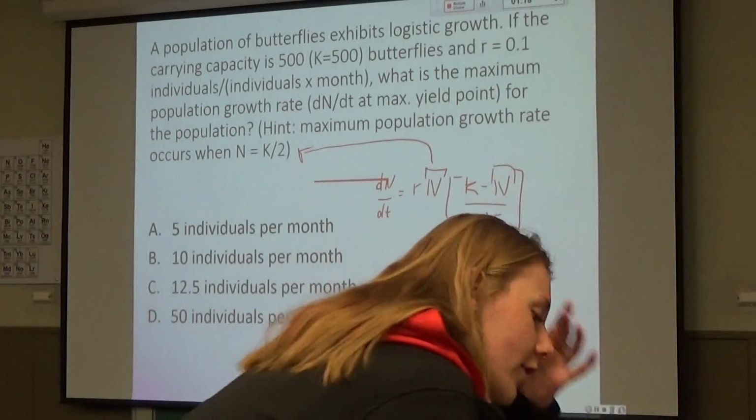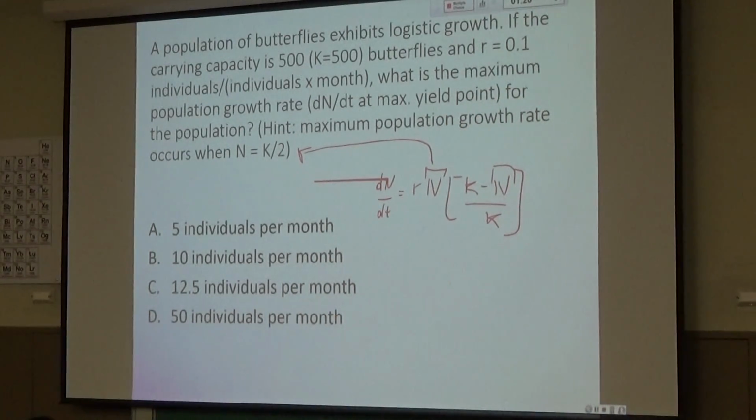So you have the logistic equation, and you're given the carrying capacity, which is 500, and then it tells you the maximum population growth rate. So if you take 500 divided by 2, that's your N, and then you just put that into the equation. Does that make sense? So you'll take r times 250 times 500 minus 250.